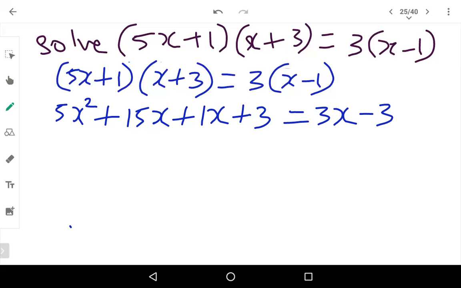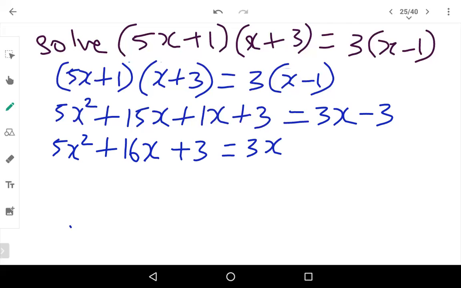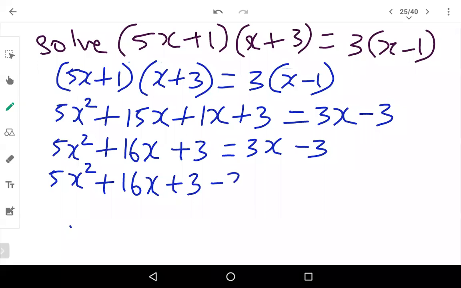Now let us simplify this. So 5x square, here you have 15x plus 1x, which is 16x, plus 3 is equal to 3x minus 3. Okay. So next step, we are going to get 3x minus 3 to the other side. So we will have 5x square plus 16x plus 3 minus 3x plus 3. When you take the expressions to the other side, the sign will change.